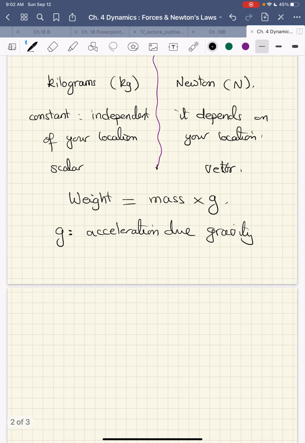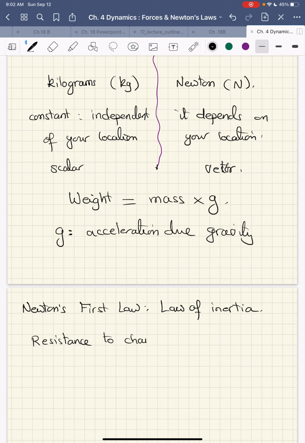Going back to Newton's first law, this is why I have introduced the mass, because I need to talk a little bit about its relation to mass. Newton's first law is sometimes called the law of inertia. And the meaning of inertia is resistance to changes in motion. It has to do with what? It has to do with mass.